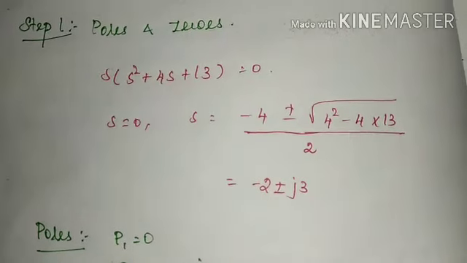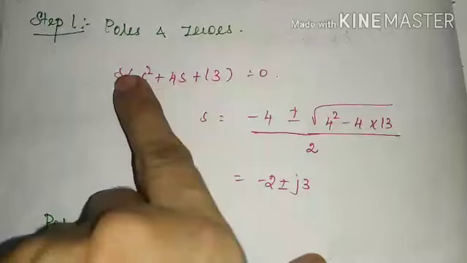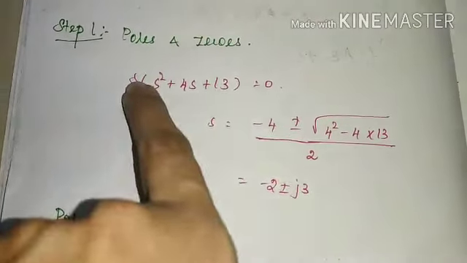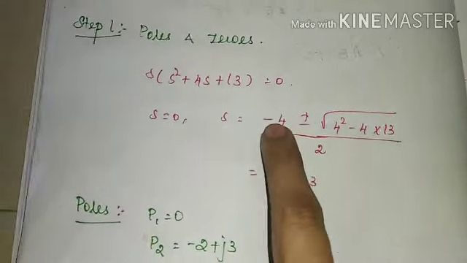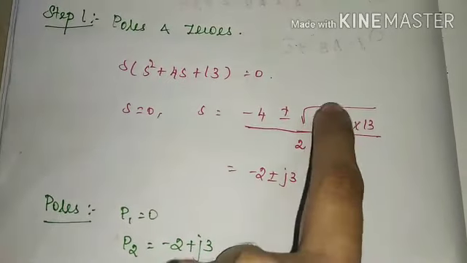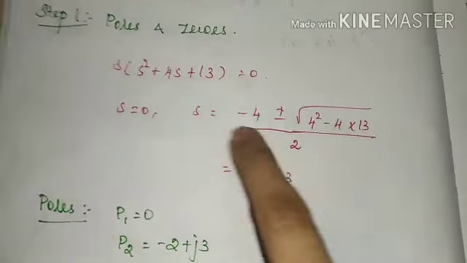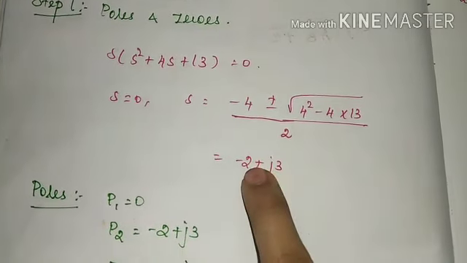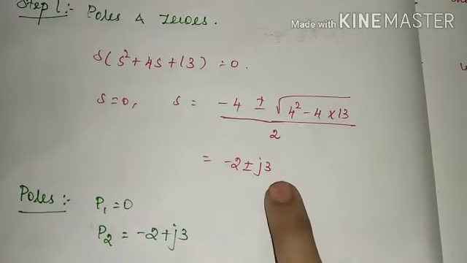First, this S will become 0. For this entire quadratic expression, I am using the formula minus B plus or minus root of B square minus 4AC by 2A. After simplifying this step, we get our poles as minus 2 plus or minus J3.